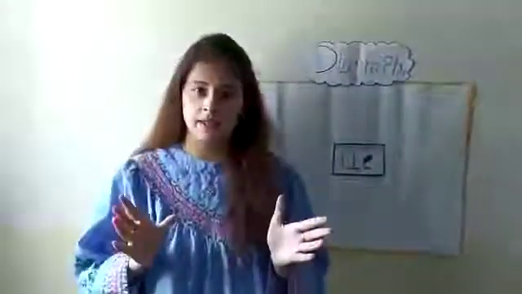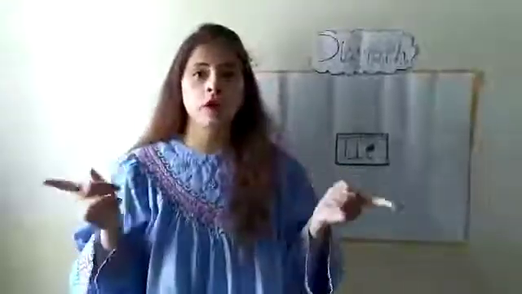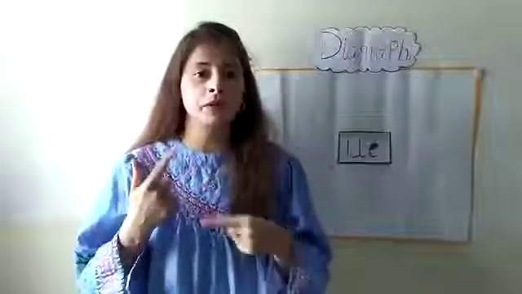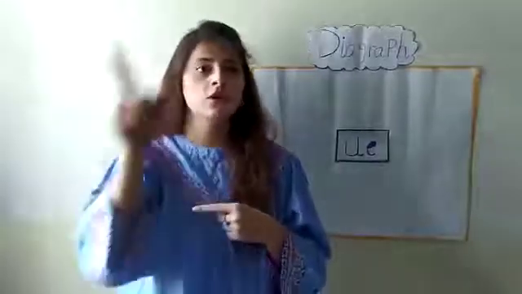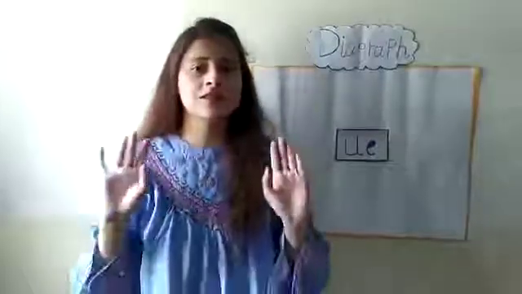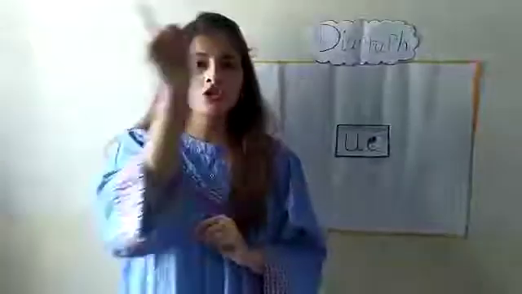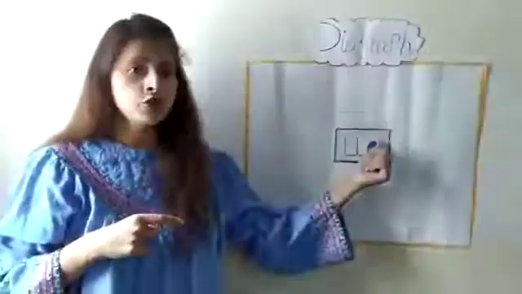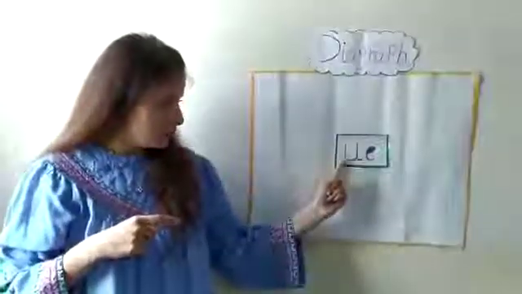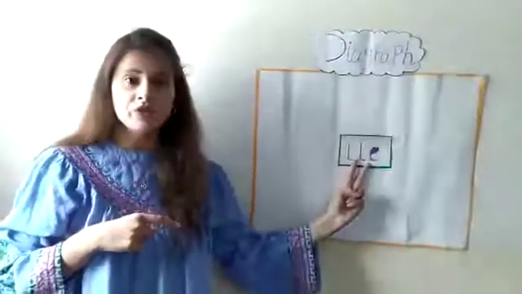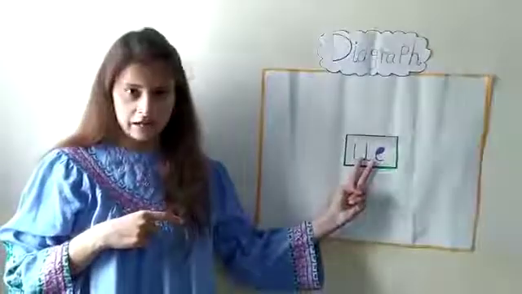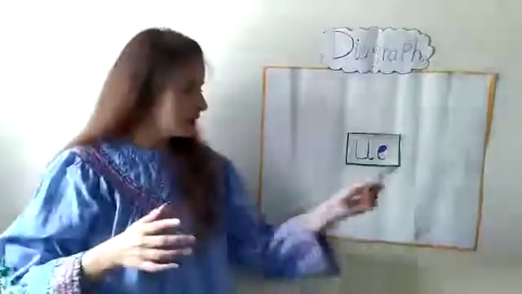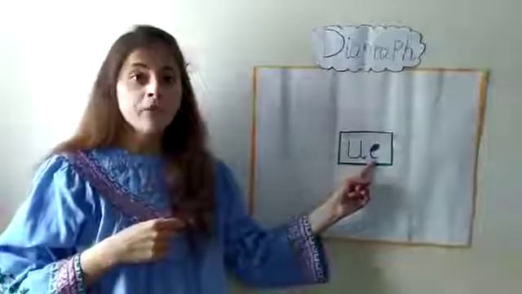Okay, so the action of "you" is very simple. You have to point at the people around you, like you. This is the simple action of "you". So what is this? This is "you". But these are two different sounds, two different letters, but we will put them together. The sounds become "you".